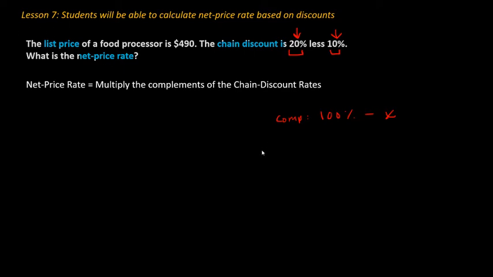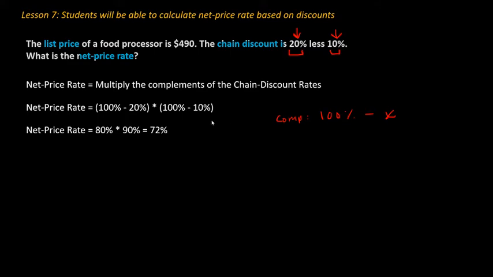So my complement for 20% is 80%. My complement of 10% is 90%. I multiply those together and I get that my net price rate is 72%. It turns out we didn't even need list price, and that's because they asked us for net price rate, which is a percentage, right? They were just asking us for a rate, so list price didn't come into play. And we end up with 72%.